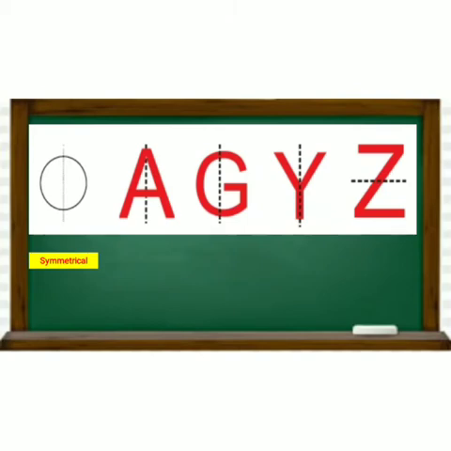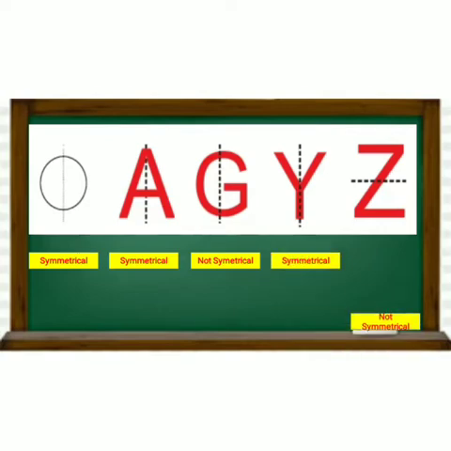Again A, when we fold along the dotted line, again this figure is symmetrical. The third one is not symmetrical because the two parts are different. Again, the fourth one is symmetrical and the last one is not symmetrical. This way, children, you can also easily identify which figures are symmetrical and which figures are not symmetrical.